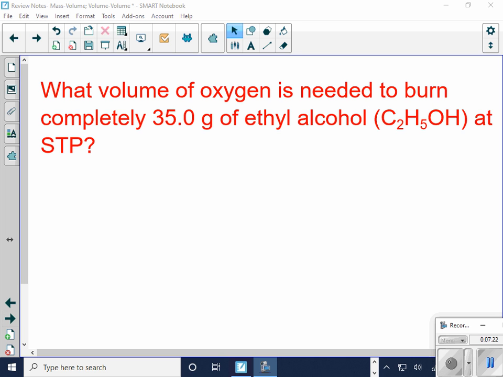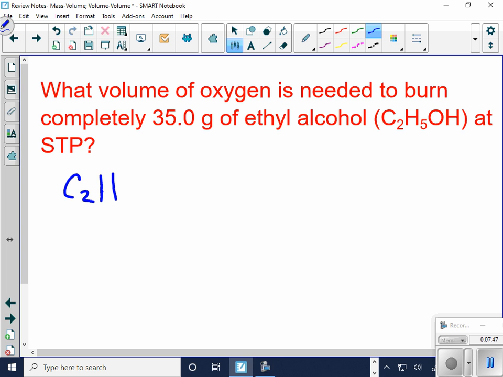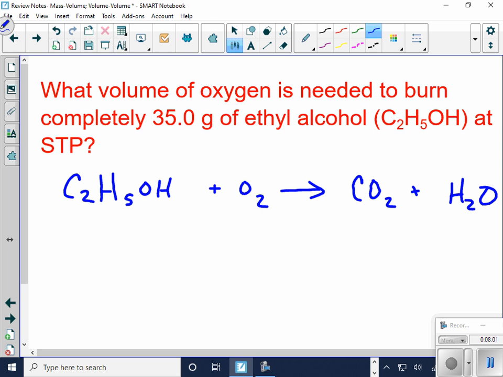What volume of oxygen is needed to burn completely 35.0 grams of ethyl alcohol at STP? So, ladies and gentlemen, what type of reaction am I dealing with here? Carly? A combustion reaction. Good. So I'm going to take my ethyl alcohol, C2H5OH. It's going to react with oxygen gas. And my products are going to be carbon dioxide and water, because that's the products of a combustion reaction.